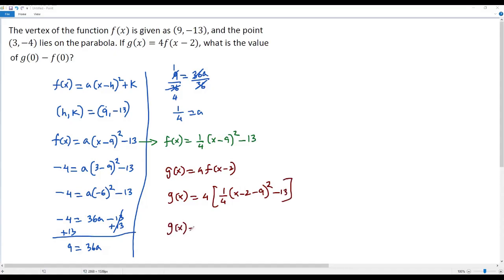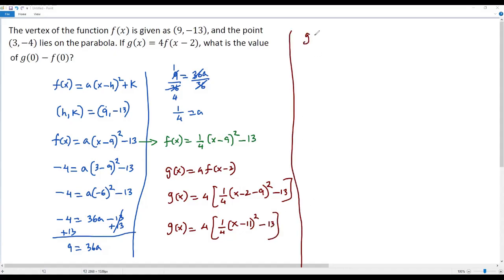Okay, g(x) = 4 times 1/4 times, when we combine -2 and -9, we get -11. That is, we get (x - 11)^2 - 13. Okay, let me continue over here. g(x) equals, let's distribute this 4 to this one and this one. Then I'm getting 4 times 1/4 times (x - 11)^2, and when I distribute this 4 to this -13, I'm getting -52. And this 4 will cancel out. g(x) = 1 times this, that is (x - 11)^2 - 52. Okay, here I got g(x).